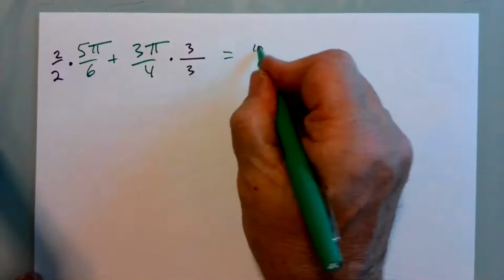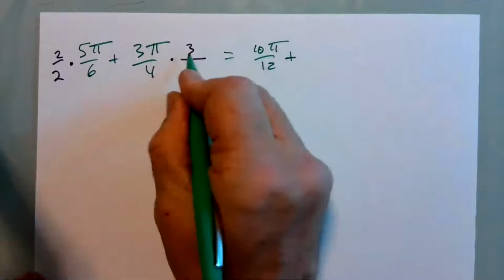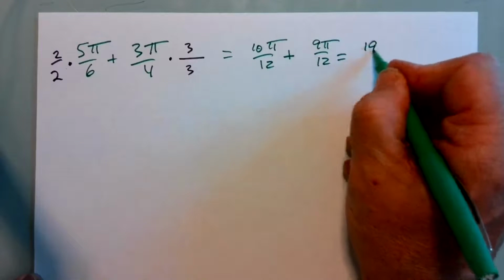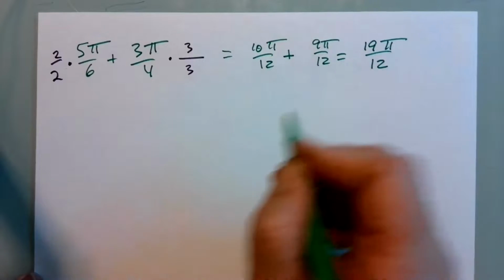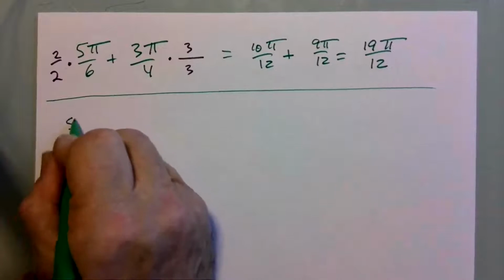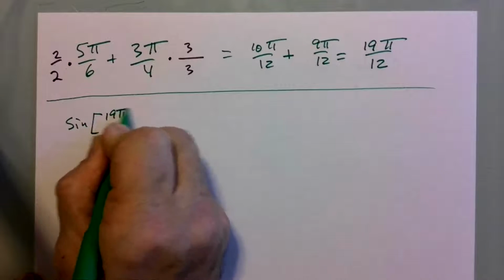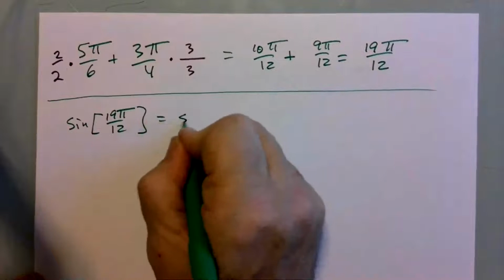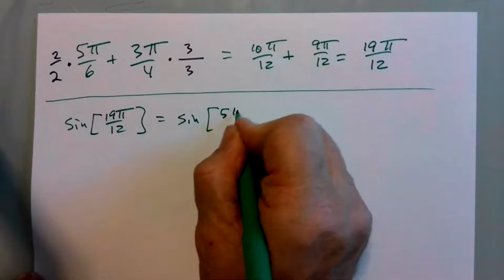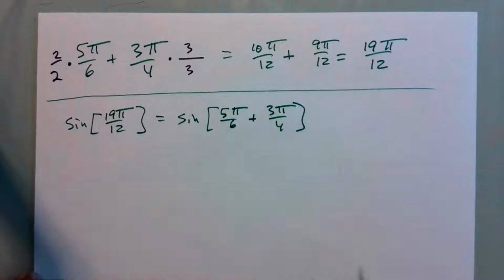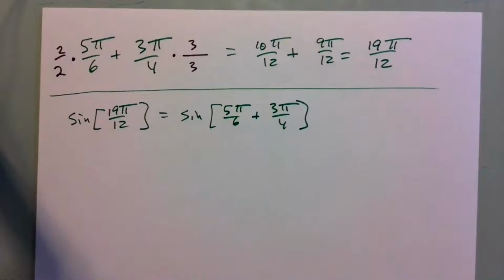2 times 5 pi, 10 pi over 12, plus 3 pi times 3, which is 9 pi over 12, which gives me 19 pi over 12. And let's say for the discussion, we want to do sine again. Let's do sine of 19 pi over 12. And that's going to give me the same thing as the sine of 5 pi over 6 plus 3 pi over 4. And what is our rule for sine?